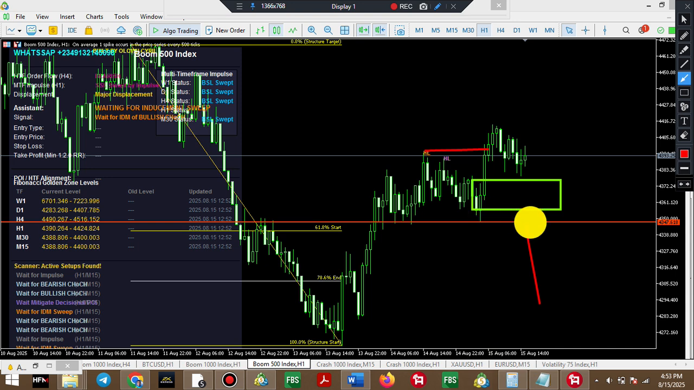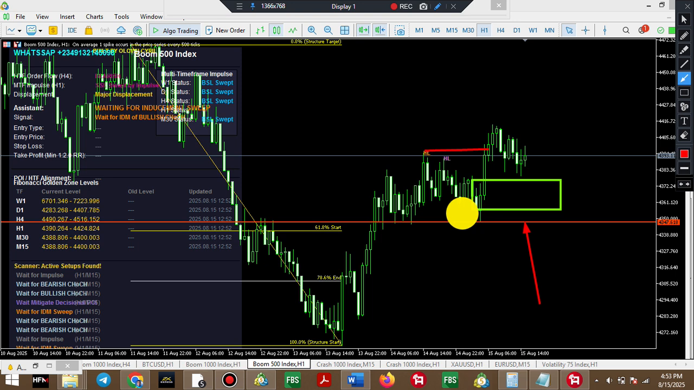Anytime you notice price sweep liquidity, it's going to send you a message. Don't panic. It's definitely going to send you a message that liquidity has been swept. Immediately liquidity is swept, this line will disappear from here, and then the system starts calculating for another area of inducement.